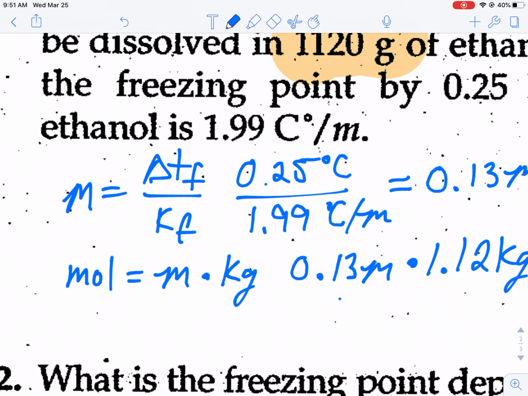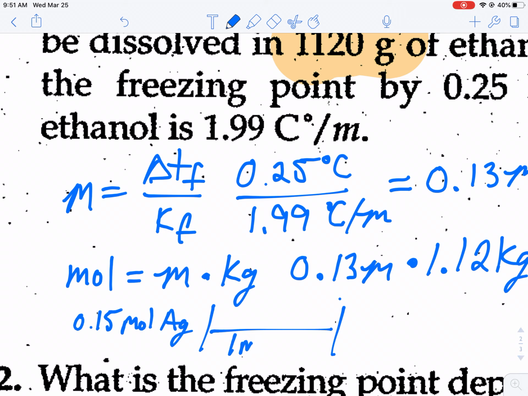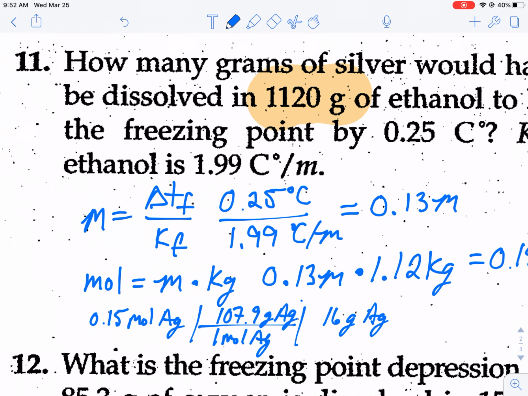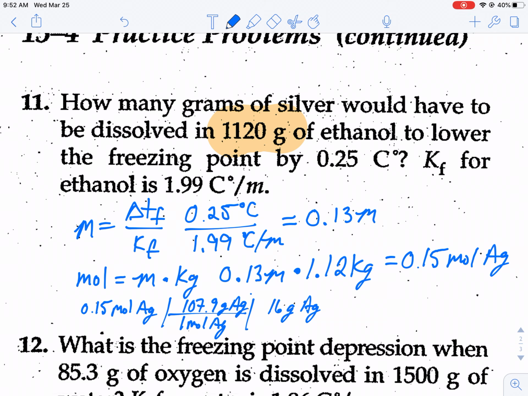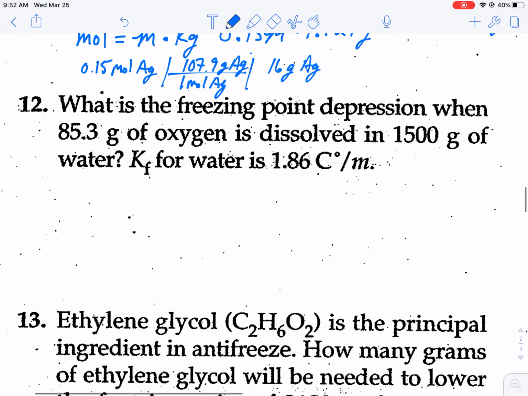The last final step that you have to do, and everyone should know how to do this, is I'm going to take my 0.15 moles of Ag. 1 mole of Ag is 107.9 grams of Ag, and I end up with approximately 16 grams of silver. So if I wanted to lower the freezing point of ethanol by 0.25 degrees Celsius, I would have to take 16 grams of silver and dissolve it in 1,120 grams of ethanol. Let's go to the next question.